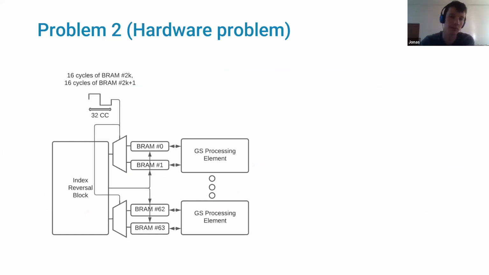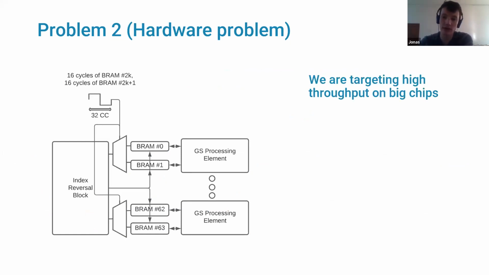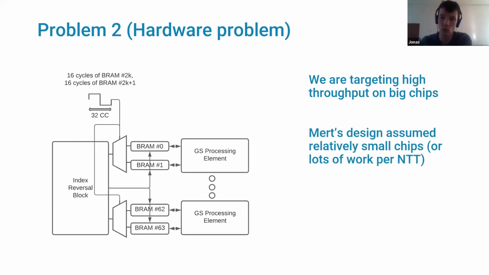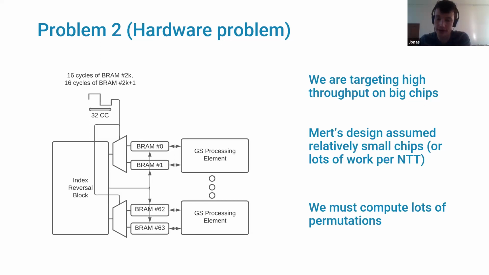The second problem is a hardware problem. As previously mentioned, we are targeting very high throughput on big chips, while Merz's design kind of worked for post-quantum NTTs, and it sort of assumes small chips, or it assumes that you're going to do a lot of work for every NTT. That causes some problems, because if you assume that you are going to be doing a lot of work for every NTT, or if you assume that you're going to have very few processing elements, then you can make assumptions such as, I'm going to read data out of my NTT processor one by one.